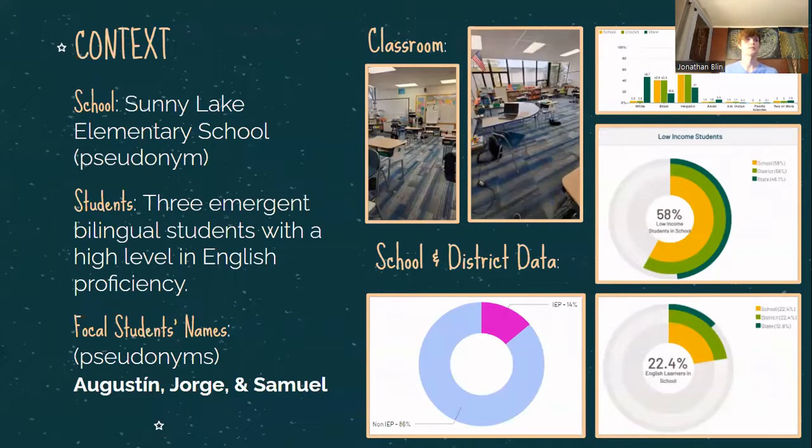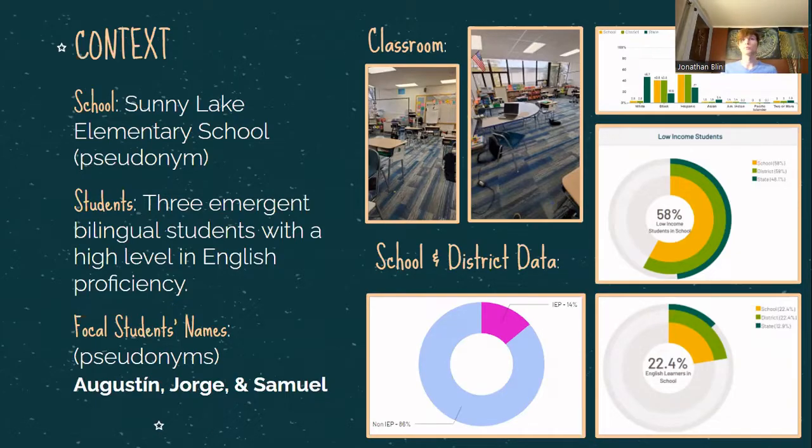Okay, so for my context, the school I'm using is Sunny Lake Elementary School. You can see some pictures of my classroom up on the right. And for the data that you see, you'll notice that the green and yellow bars are equal to each other. That's because my school is a single school district, so school and district data are the same.